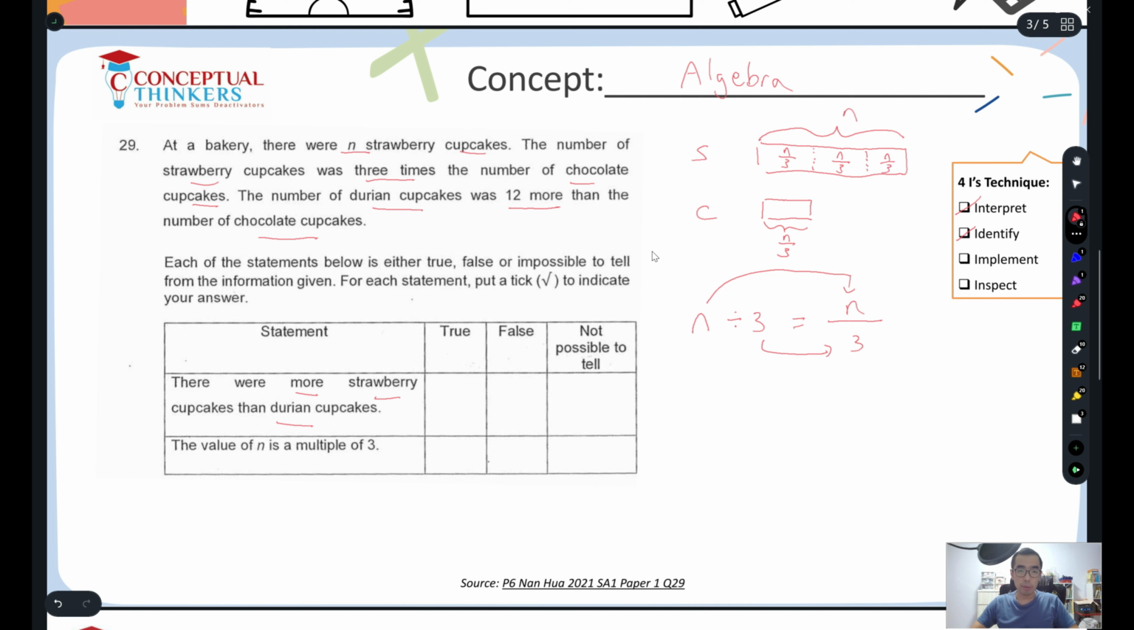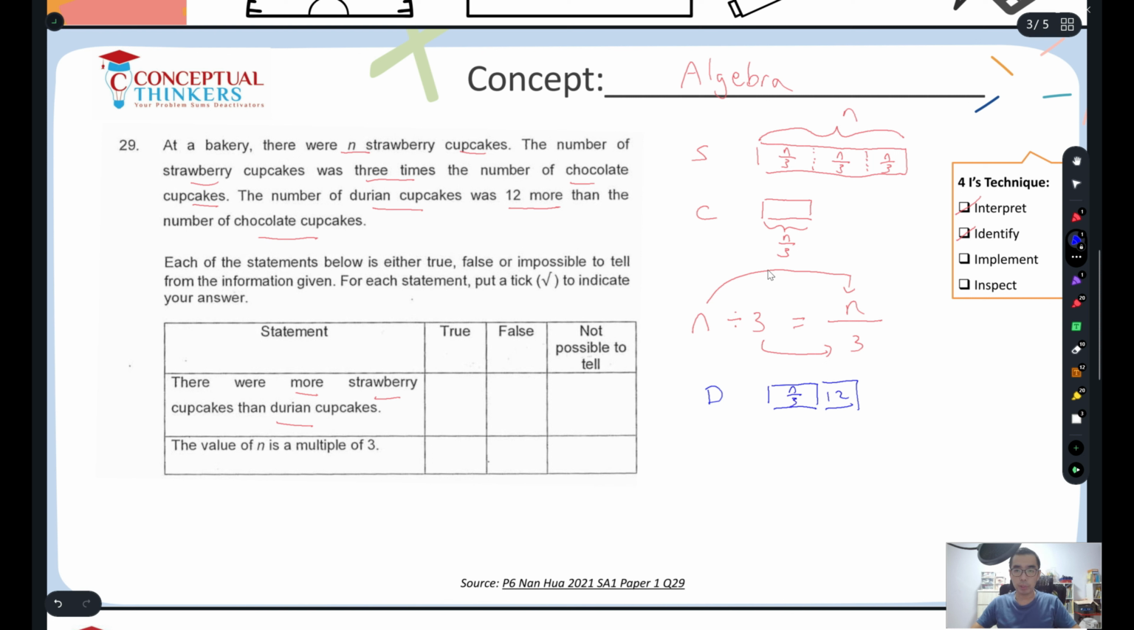Now there's another comparison with the durian. Let me use another color and draw the durian. Durian will be 12 more. So I will draw 1 unit first, then add another 12. So this is n over 3, then with a 12.